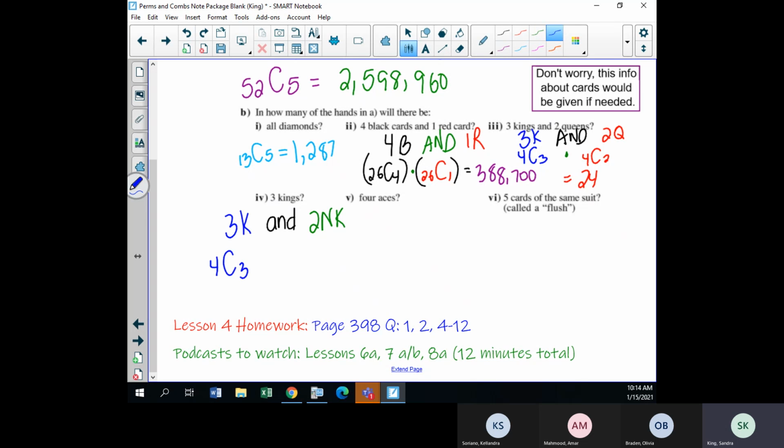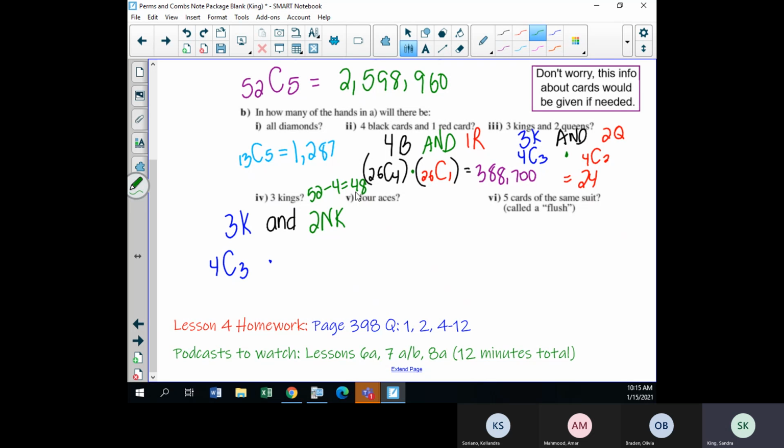Okay, drawing a non-king. What you have to do for this one is you have to say there's 52 cards in a deck, and I'm going to take away those 4 kings. What that leaves me with is, if it's a non-king, there's 48 cards in your deck of standard playing cards that are not kings. So how many possible ways are there of drawing 2 non-kings from 48? So that would be 48 choose 2.